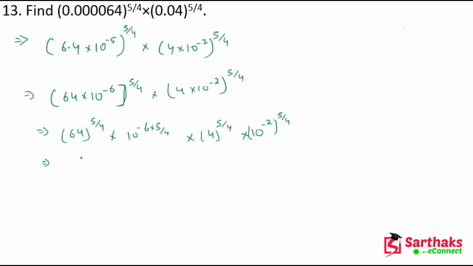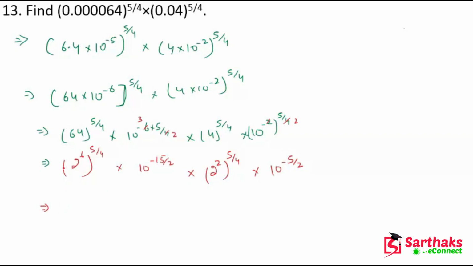Now my dear friend, here we can write 64 as 2 raised to power 6 and it has whole raised to power 5 upon 4. Multiply, we can write 10 raised to power. Here we can divide 6 by 2 in 3 times and we can divide 4 by 2 in 2 times. So here we get minus 15 upon 2. Multiply by, we can write 2 raised to power 2 and it has whole raised to power 5 upon 4 into 10 raised to power, we can divide 4 by 2 in 2 times. Here we get minus 5 upon 2.